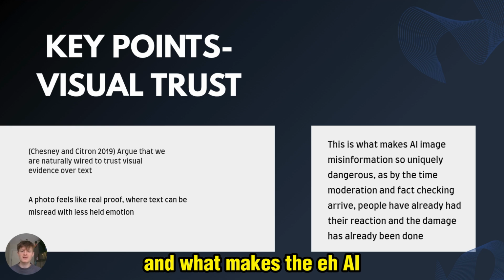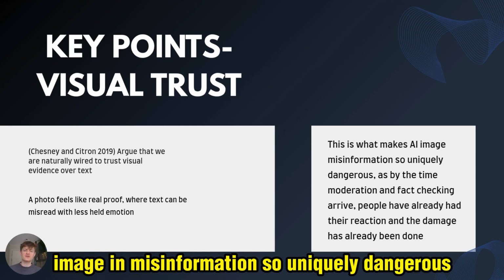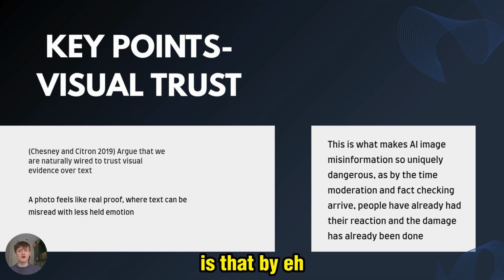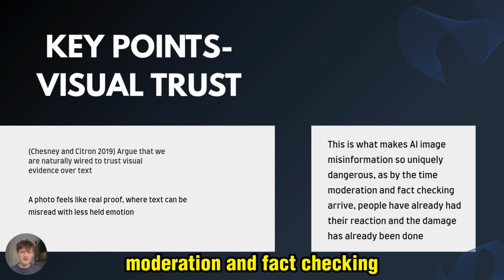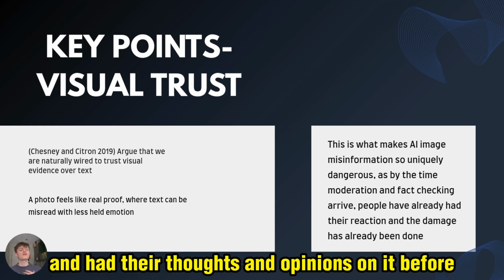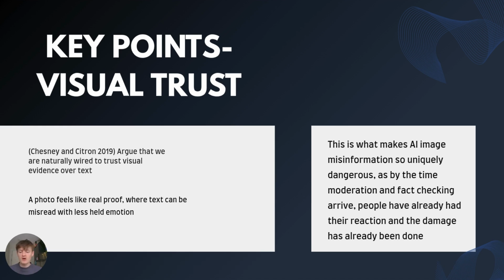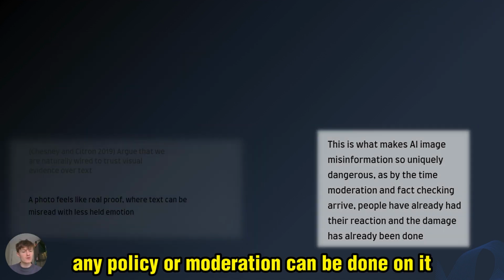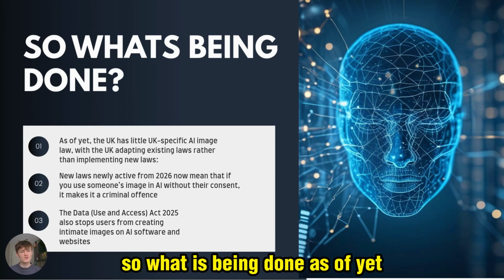And what makes AI image misinformation so uniquely dangerous is that, by moderation and fact checking, people have already reacted and had their thoughts and opinions on it before any policy or moderation can be done on it. So what is being done?